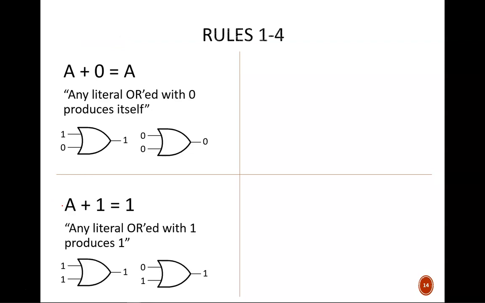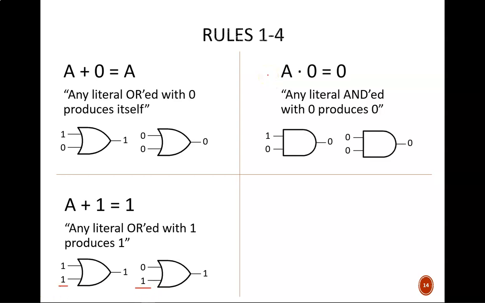Rule 2 shows that any literal ORed with 1 produces 1. In other words, the literal does not matter here. Because an OR gate outputs true if at least one input is true, this starting 1 guarantees a true output. Again, you can see this demonstrated with these two examples.